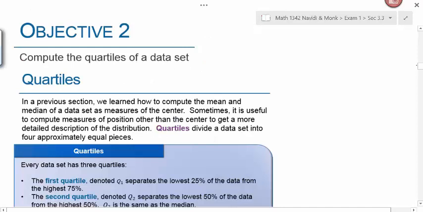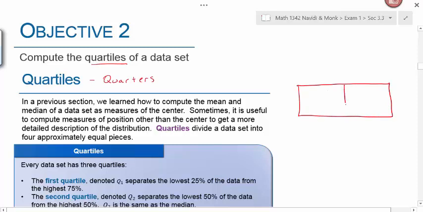Objective 2 is to compute the quartiles of a data set. Quartiles, another word for quartiles, is quarters of your data. Let's say I have a uniform distribution here, and I wanted to divide that distribution into quarters. Well, if I draw a line down the middle, I've just halved it, and that number in the middle would be our median.